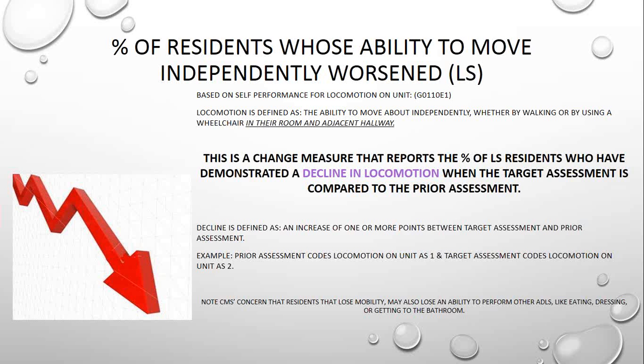Okay, a change measure that reports the percentage of long-stay residents who've demonstrated a decline in locomotion when you compare it to the last assessment. Again, decline for this one is an increase of 1 or more points between this assessment and the last assessment. So you don't have a whole lot of room for error here. All right, 1 point up is going to trigger this. So the prior assessment codes locomotion as a 1, and the new assessment has it as a 2. That's going to trigger.